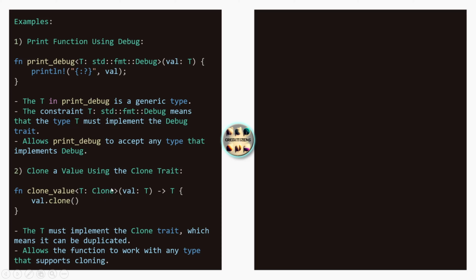And after here, we do the value and we clone it. The T must implement the Clone trait, which means it can be duplicated, allowing the function to work with any type that supports cloning.